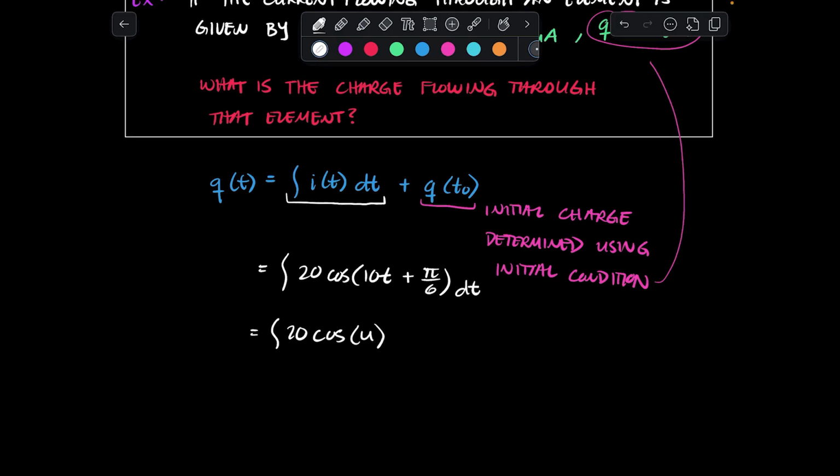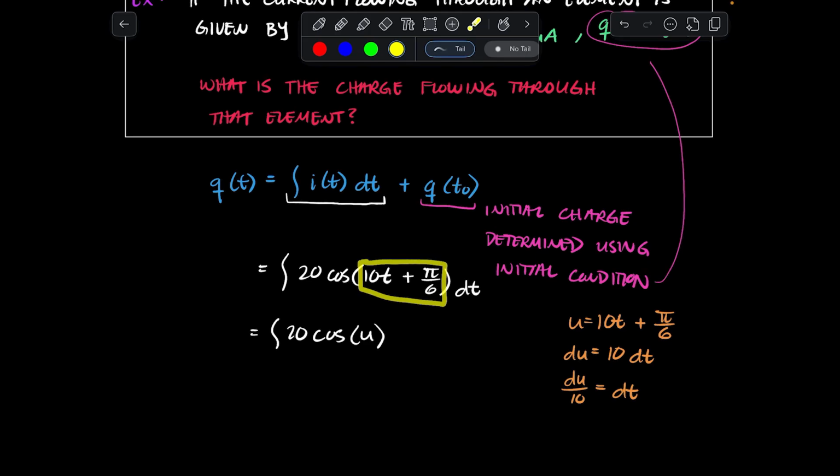We're going to use u substitution. So basically, let's say u is equal to 10t plus pi over 6. Then du equals 10 times dt. Therefore, du over 10 is equal to dt. And so we'll replace dt here. We'll replace 10t plus pi over 6 with u, and then we'll replace dt with du over 10.